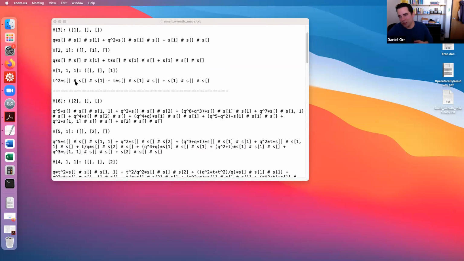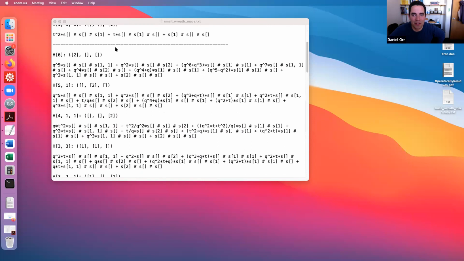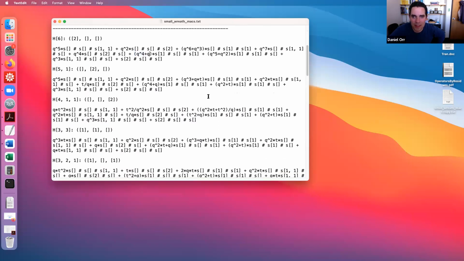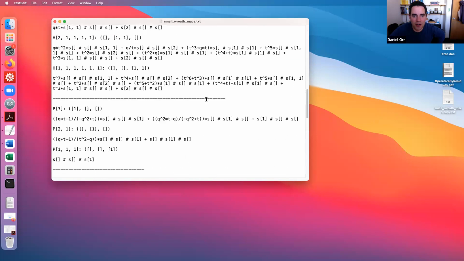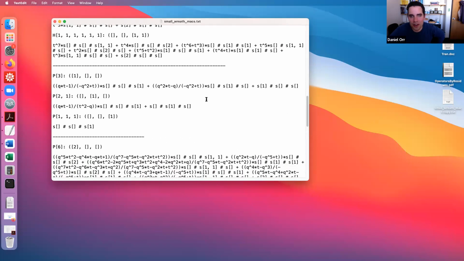What's different here though is the support. So for the H's, the support is spread over everything. There's no triangularity, but the coefficients are much nicer, and they're always positive. And the P's, however, the trade-off is that you have the triangularity, which makes things easier to compute, but the coefficients are a little bit nastier.